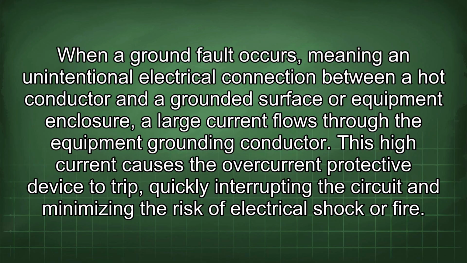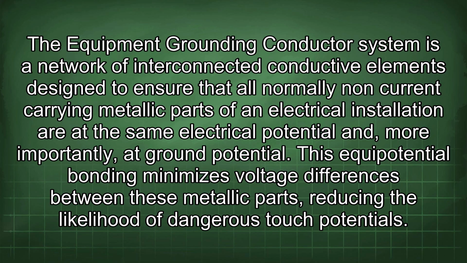The equipment grounding conductor system is a network of interconnected conductive elements designed to ensure that all normally non-current carrying metallic parts of an electrical installation are at the same electrical potential and, more importantly, at ground potential. This equipotential bonding minimizes voltage differences between these metallic parts, reducing the likelihood of dangerous touch potentials.